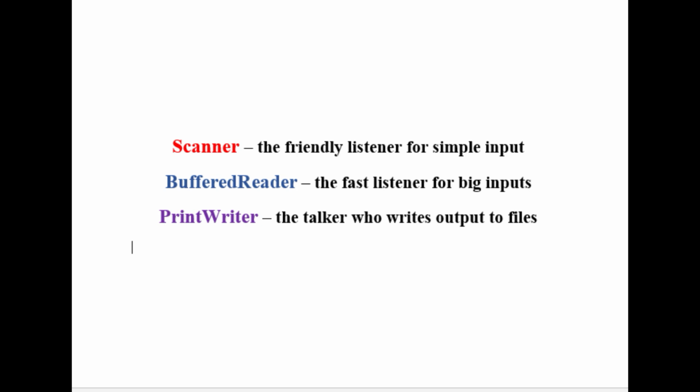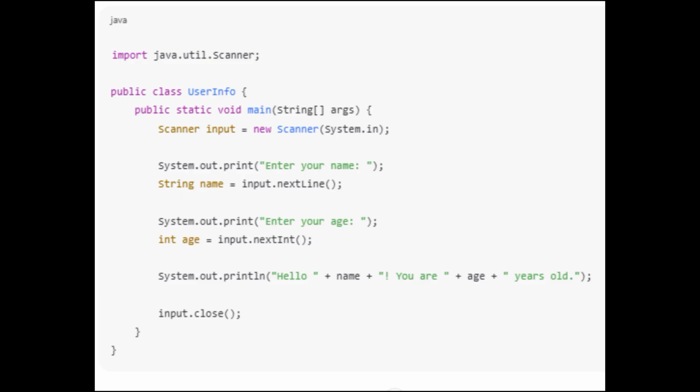Type the word import, space, java.util.Scanner and end with a semicolon. Then, create a public class named UserInfo. Inside the main method write Scanner input equals new Scanner, and inside the round brackets write System.in. This means we are ready to read input from the keyboard.